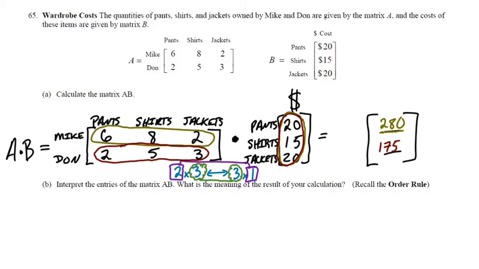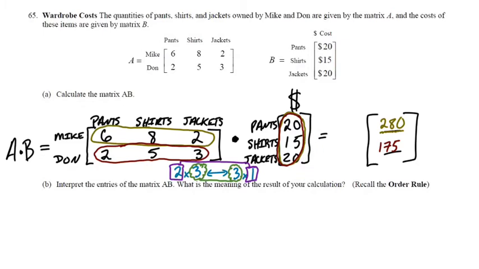Part B just says, interpret the entries of matrix AB. That means explain what they represent. Because it says, what is the meaning of the result of your calculation? And to get these numbers, we multiplied the rows in matrix A, which would be Mike's quantities for his wardrobe and Don's quantities for his wardrobe, times the prices for each clothing item.